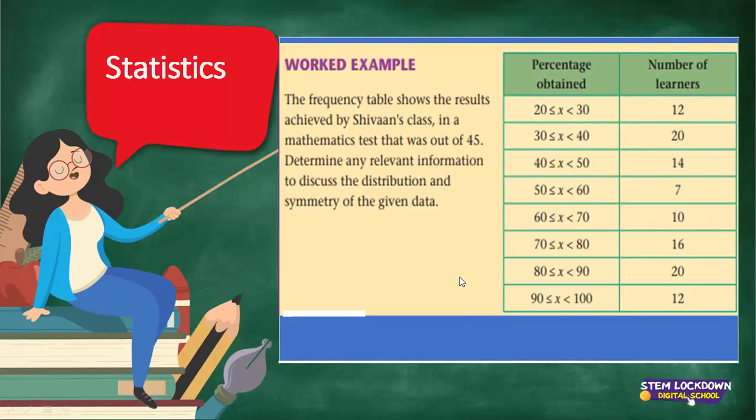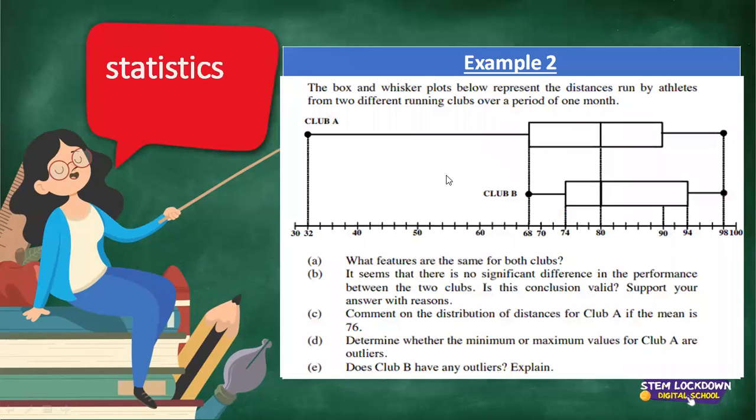Okay, so let's see another example then. Example 2. The box and whisker plot below represents the distance run by athletes from two different running clubs over a period of 1 month. The box and whisker plot for Club A is given as this, and for Club B is given as that. What features are the same for both clubs?